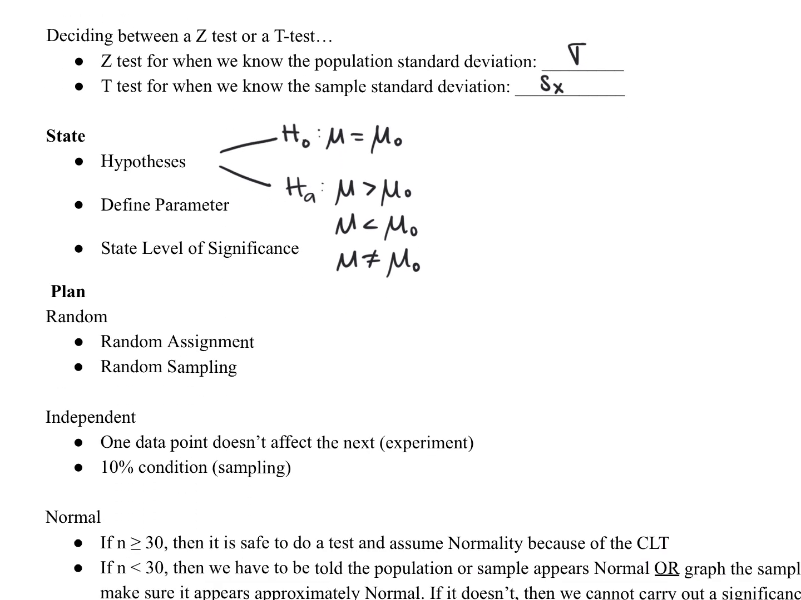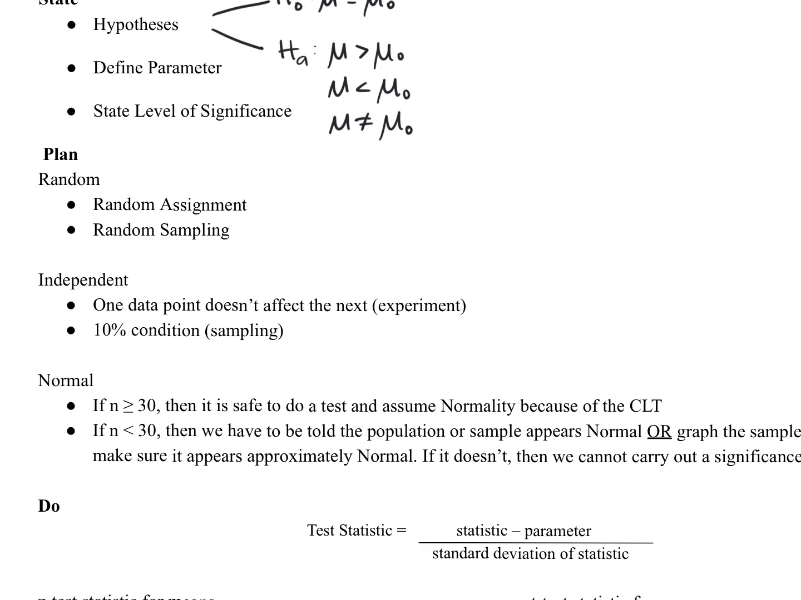Once you have those done, your second step is to check your three conditions. So random: do you have random assignment, which happens for an experiment, or do you have random sampling, an SRS? You check independent. If it's an experiment, remember, we assume independence because one data point doesn't affect the next. But if you're doing sampling, you have to check your 10% condition, which is n is less than or equal to 0.1 of our population.